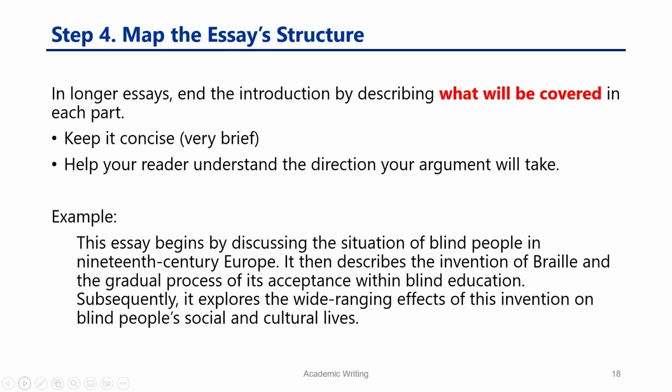This essay begins by discussing the situation of blind people in 19th century Europe. It then describes the invention of Braille and the gradual process of its acceptance within blind education. Subsequently, it explores the wide-ranging effects of this invention on blind people's social and cultural lives. So now, in those few sentences, we have a really good idea of what's going to happen as we read the rest of the paper.